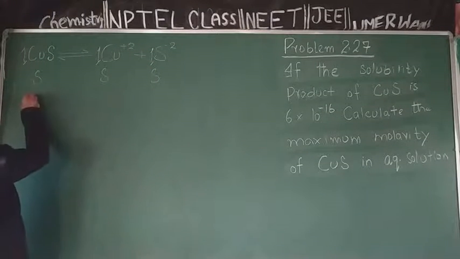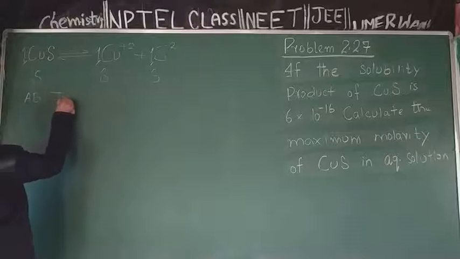Now solubility, this is an AB type of salt. Copper sulfide is an AB type of salt.